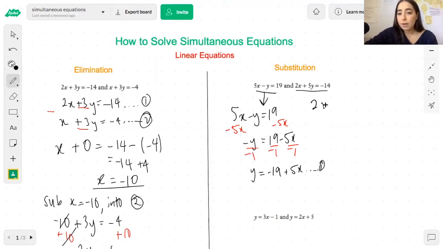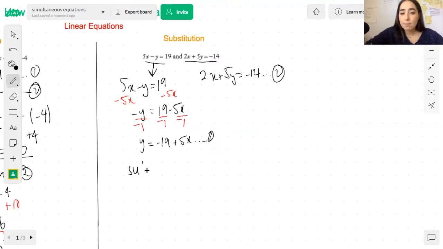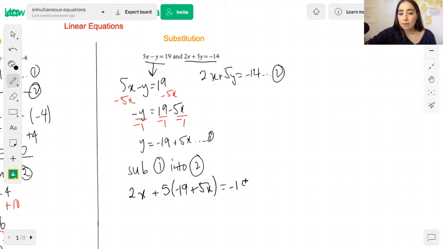If I write 2x plus 5y equals negative 14 as equation 2, then we can basically say sub 1 into 2. All you need to do is wherever you see y in equation 2, substitute it with this value over here because that is the value of y. Let me show you how it's done. We start with 2x plus 5 lots of y, and y we said is this value over here, negative 19 plus 5x. And that equals negative 14.